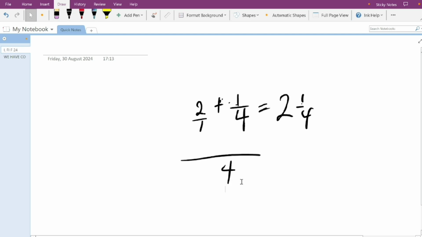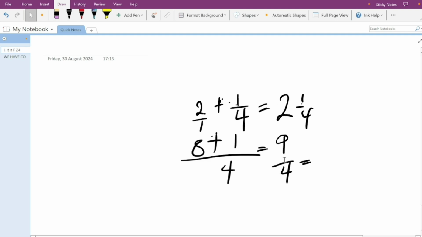We can say 4 divided by 1 is 4. The result, which is 4 times 2, is 8, plus 4 divided by 4 is 1. 1 times 1 is 1. So we have this 8 plus 1, that's 9 over 4.